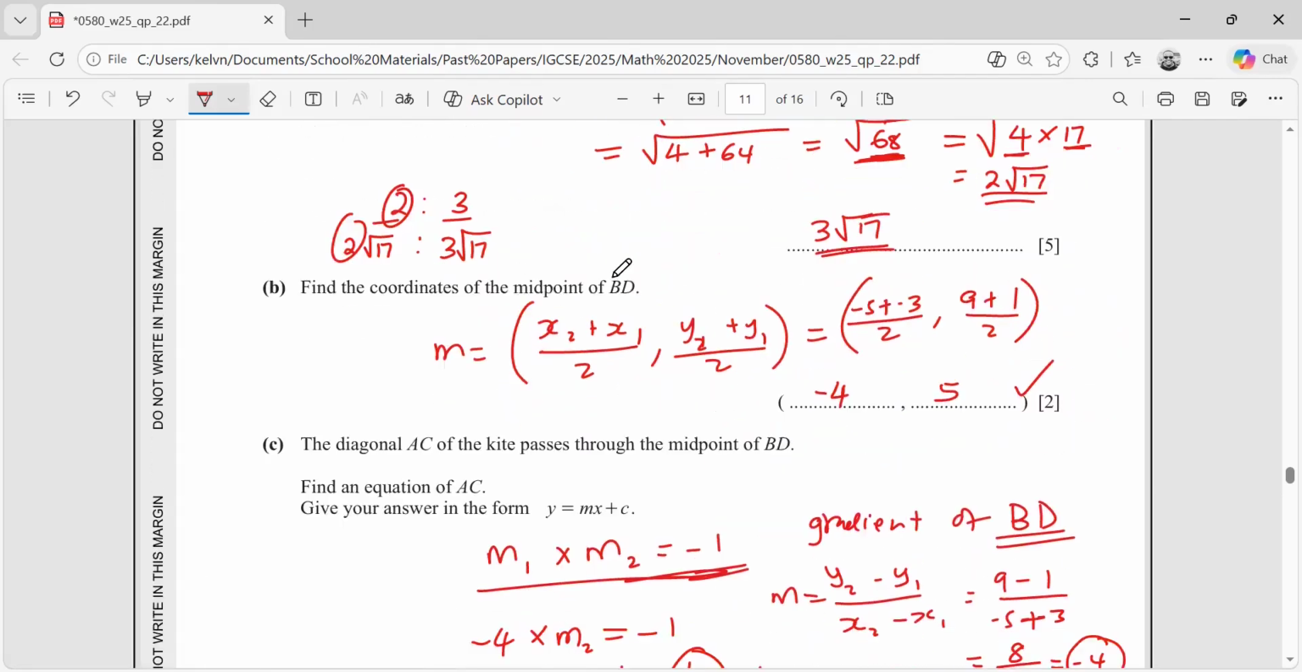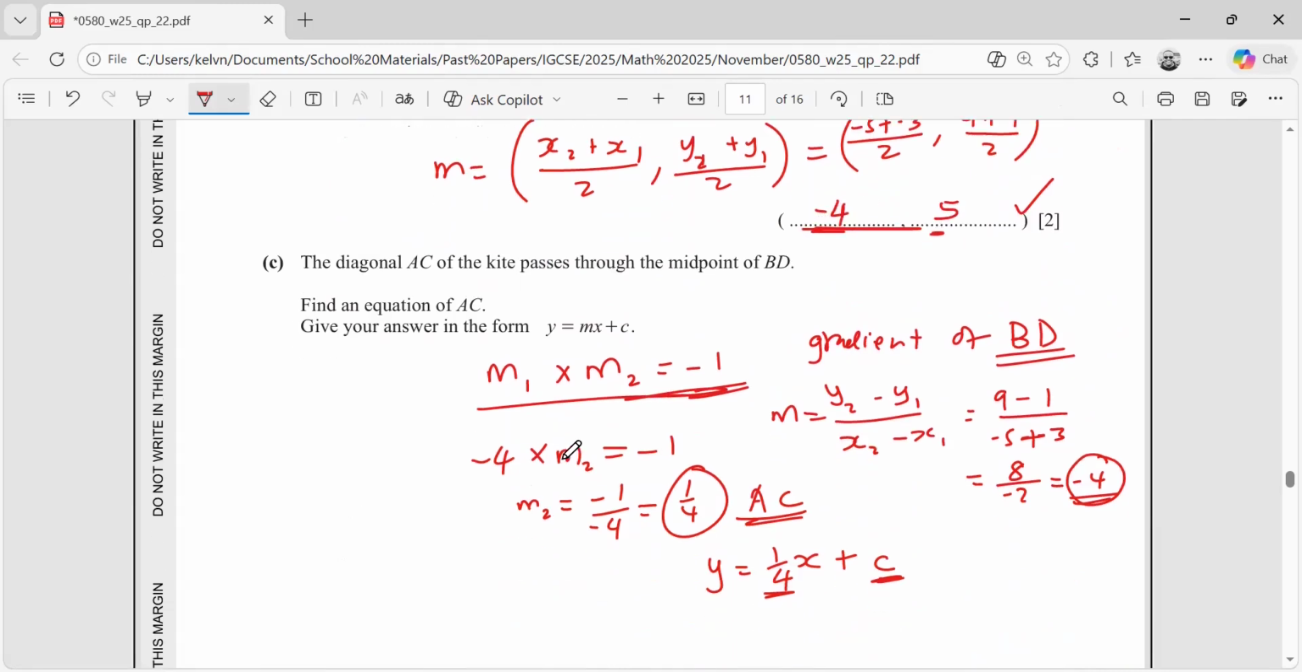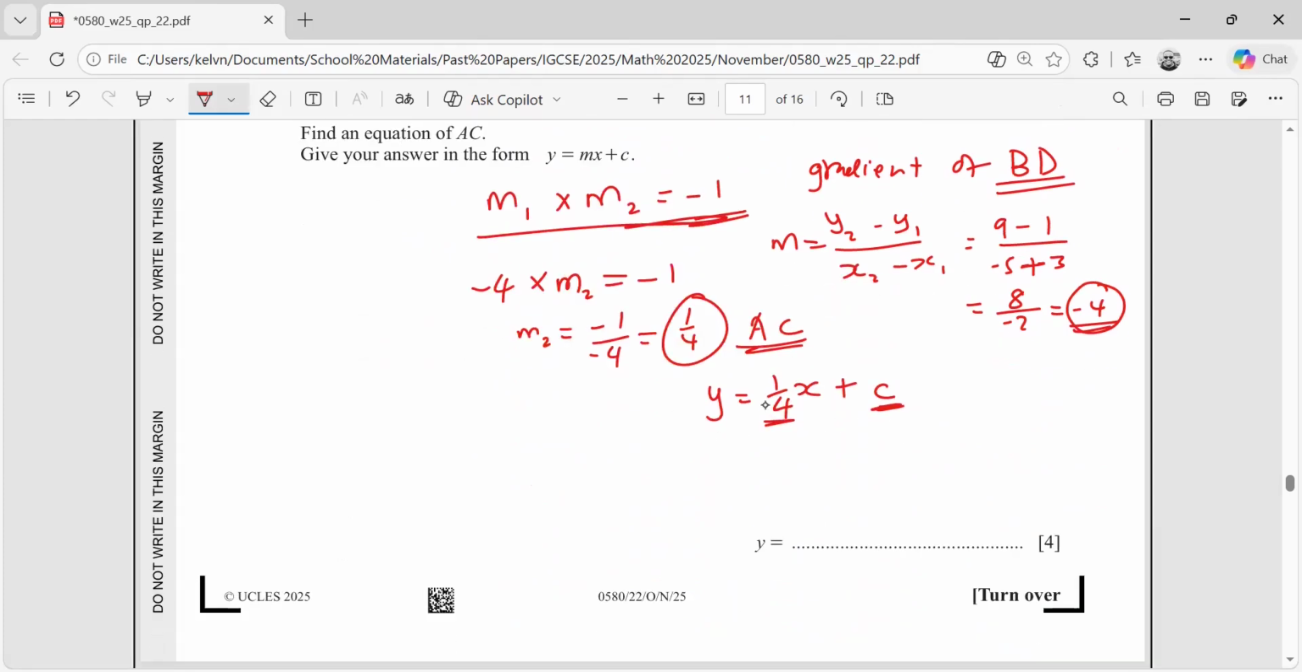Because we can just use the negative 4 as the X value and 5 as the Y value. So if I substitute that in this equation, we'll have 5 equals 1 over 4 times negative 4, plus C. I think this can cancel, we'll have negative 1 here. So 5 equals negative 1 plus C. If you take this negative 1 to the other side, it's 5 plus 1, which gives us 6.